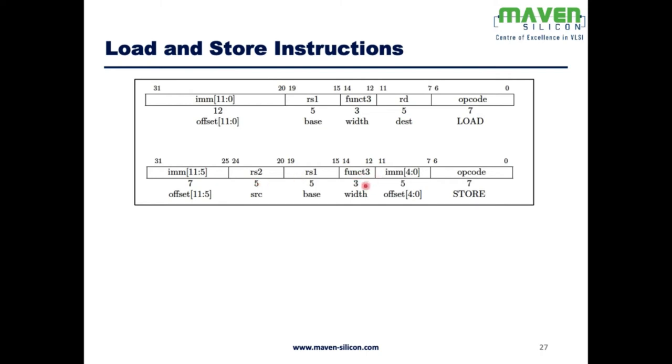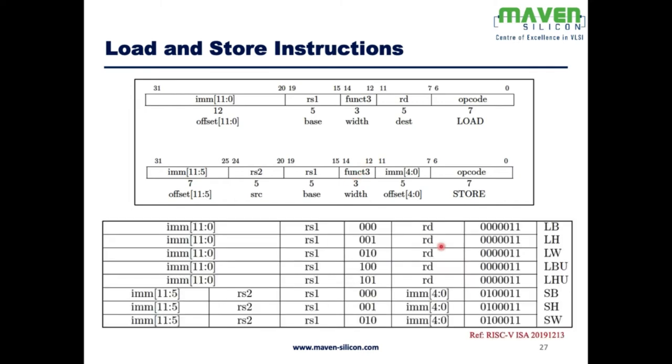The function defines the width of the operation. So we may want to write a word, meaning 32 bits, or sometimes a half word, 16 bits, or sometimes only a byte, that could be 8 bits. That's defined by function 3. If you consider load instruction, there could be different possibilities: load byte, load half word, load word, load byte unsigned, load half word unsigned, and store byte, store half word, and store word. And all these instructions are defined by function 3.